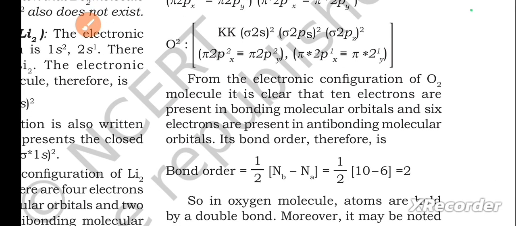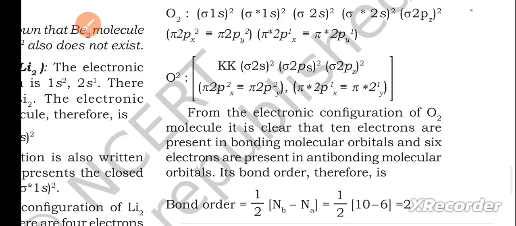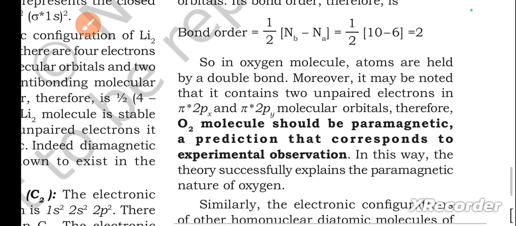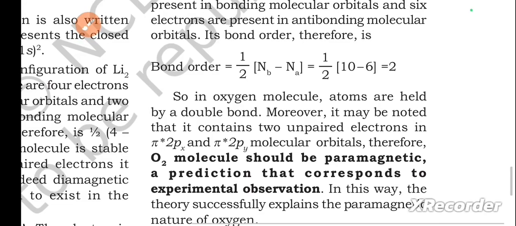From the electronic configuration of O2 molecule, it is clear that 10 electrons are present in bonding molecular orbitals and 6 electrons are present in the anti-bonding molecular orbitals. Its bond order therefore is 2. So, in oxygen molecule, atoms are held by a double bond.